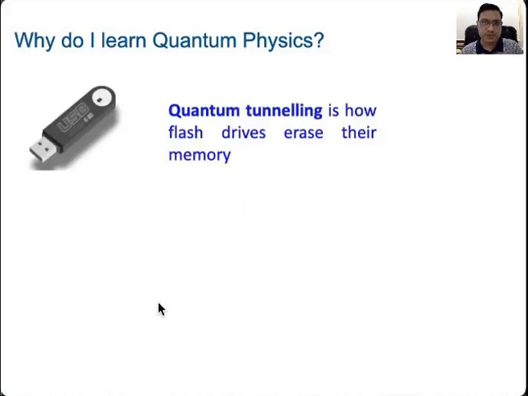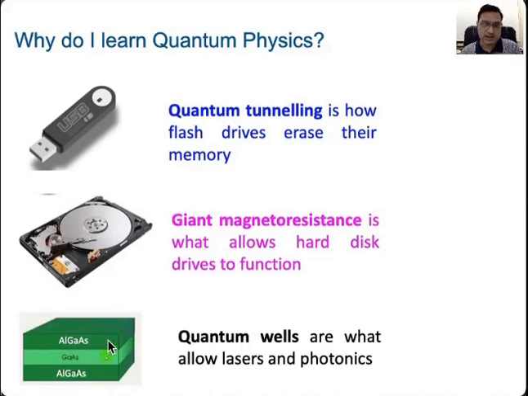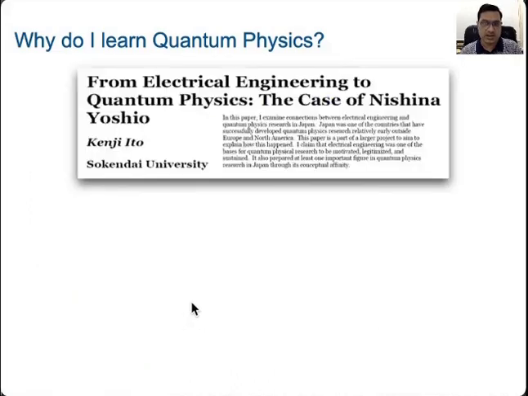If you look at this USB drive, which most probably you have used to store and transfer data from one computer or laptop to another system, the working of this memory device is based on quantum tunneling, and quantum tunneling is how flash drives erase their memories. This is the hard disk that is present in every computer, which is based on giant magnetoresistance, which allows the hard disk to function. And this is another example of quantum physics. This architecture is called quantum wells, which allows you to make, let's say, lasers and photonics.